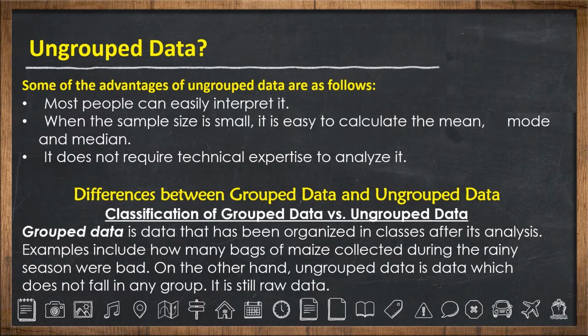Some of the advantages of ungrouped data are as follows. Most people can easily interpret it. When the sample size is small, it is easy to calculate the mean, mode, and median. So it does not require technical expertise to analyze it.